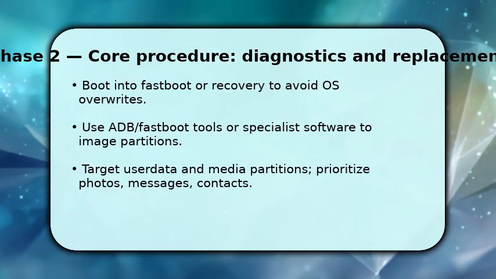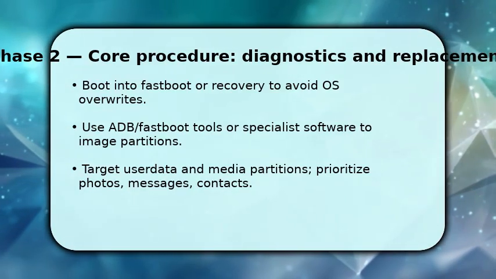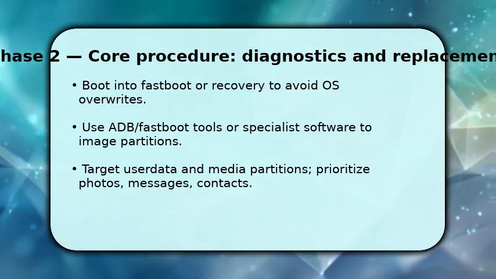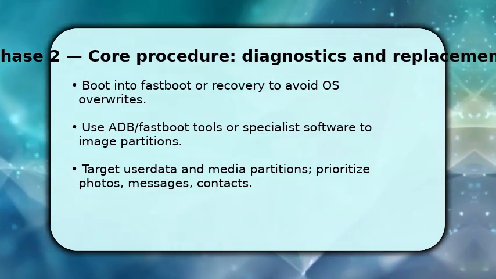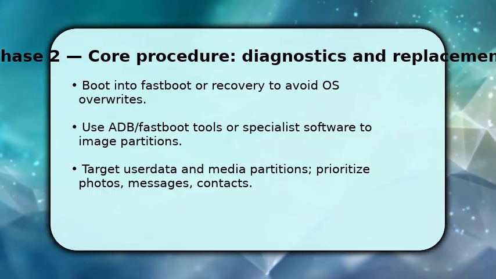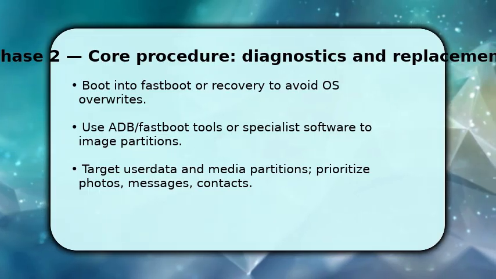You now boot the phone into fastboot or recovery mode. That isolates storage and reduces writes. Connect via ADB or fastboot and create a full partition image. Imaging is safer than file-level scans because it preserves deleted file remnants.